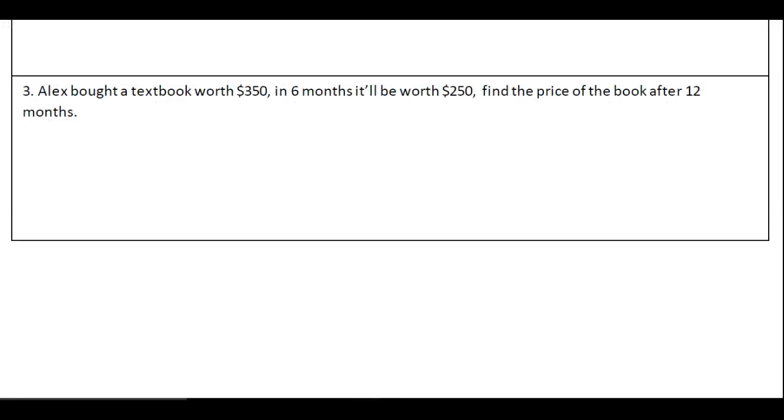Now, this one is very similar. Let me set up your ordered pair. So at the beginning, which is 0, it was worth $350. And now in 6 months, so we're changing it from years to months now. That's all right, as long as our units are the same, it's going to be worth $250. Find the price of the book after 12 months. So we do our slope formula.